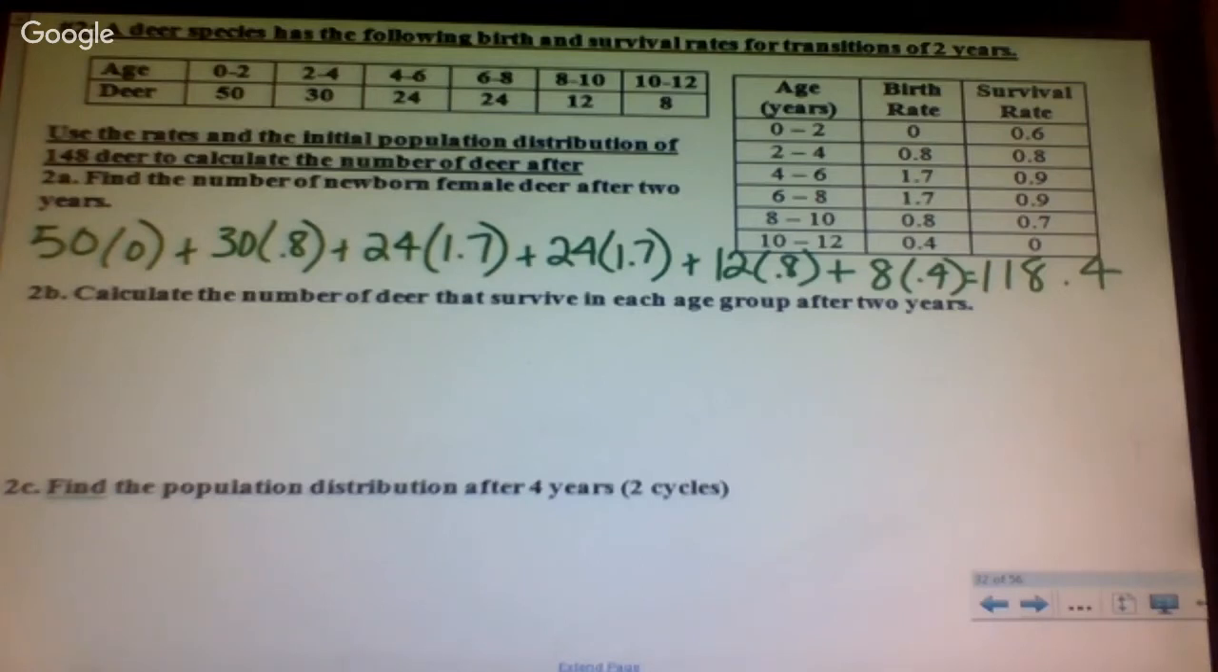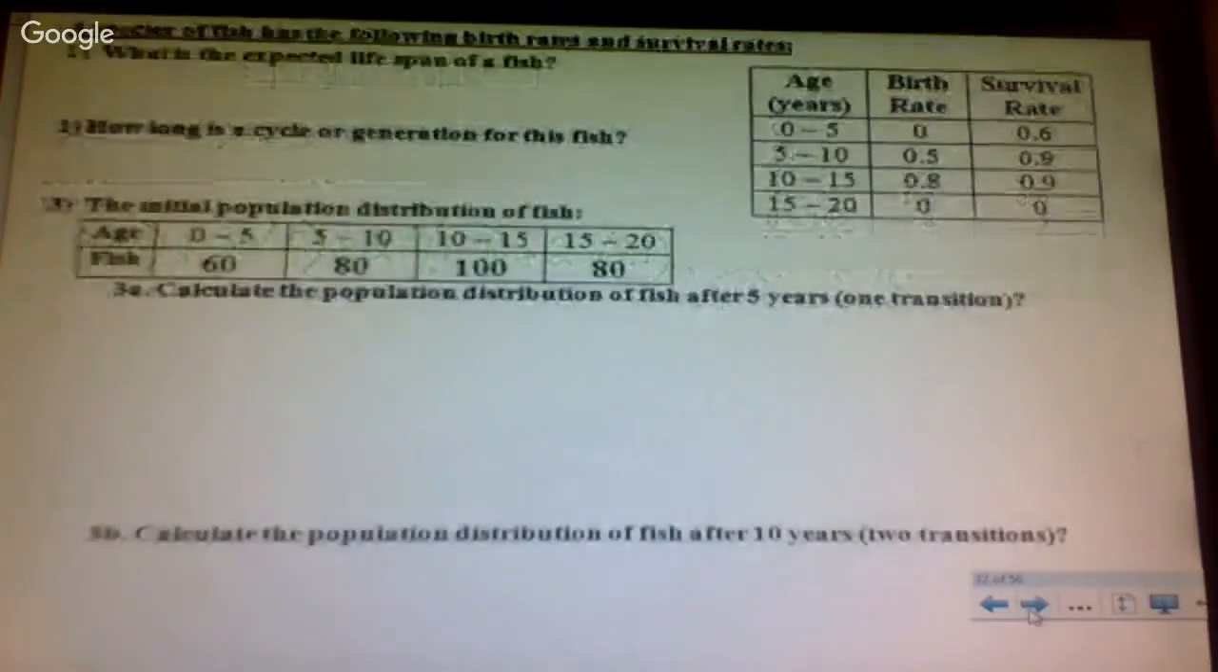Okay, now we can calculate the number of deer that survive in each age group after 2 years. Wait a minute, that's a big number. 118 newborn deer? It is. Overpopulation. Okay, so you've gotten the point. This is a long and grueling process to do by hand. So let's skip all of this and go to the easy way. You're going to need your calculator.